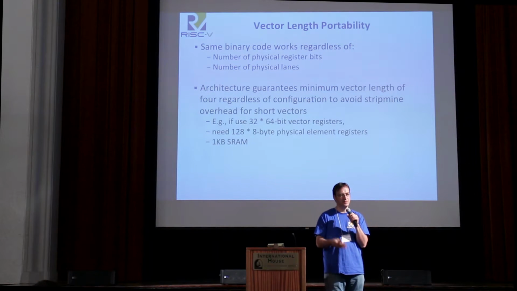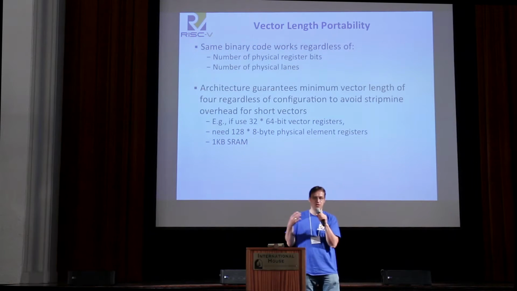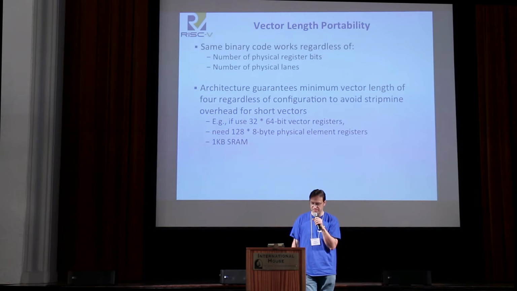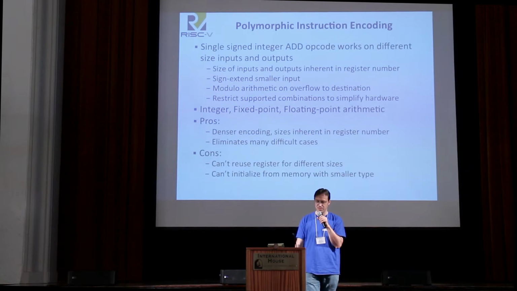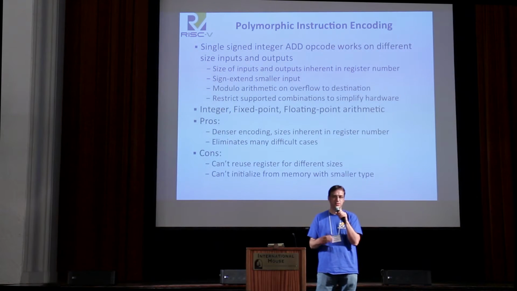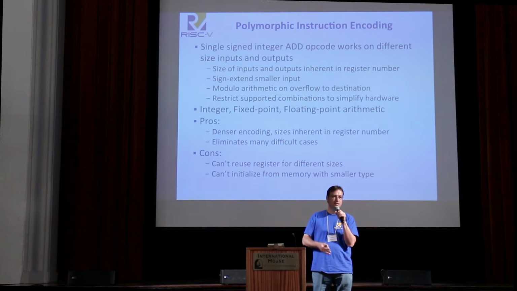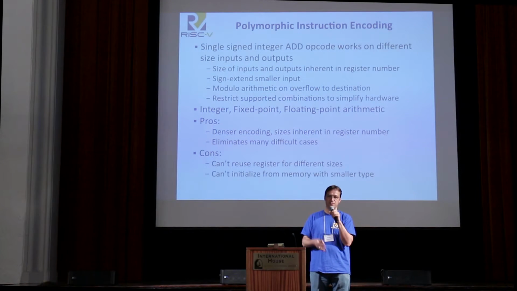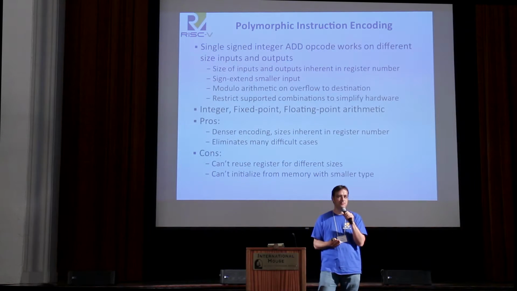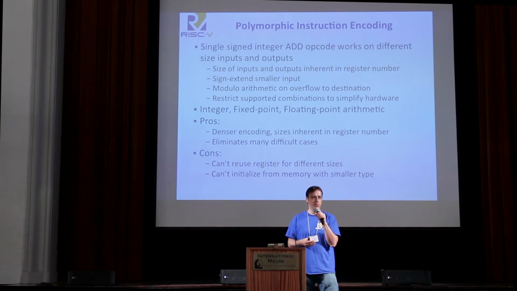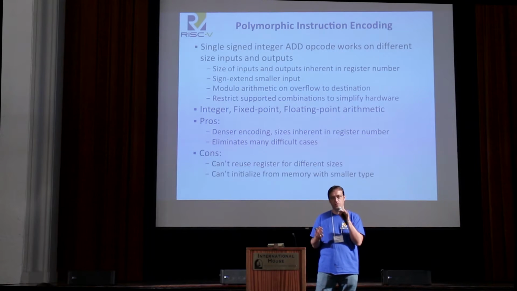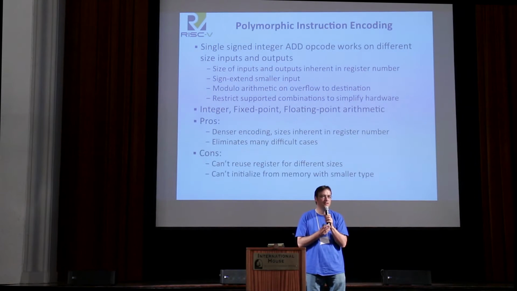You have all these different data types. How are you going to encode this in the opcode space? The idea is we just have this very simple notion of a polymorphic instruction encoding. So we have a signed integer add opcode. Just have one opcode, and it works regardless of the registers you're putting in there. So each register knows how big it is. So if you're adding an 8-bit to a 16-bit and storing the result in a 32-bit, it's well defined what that means for signed integers, right? So you just do that.